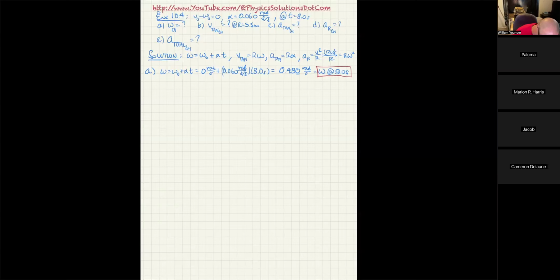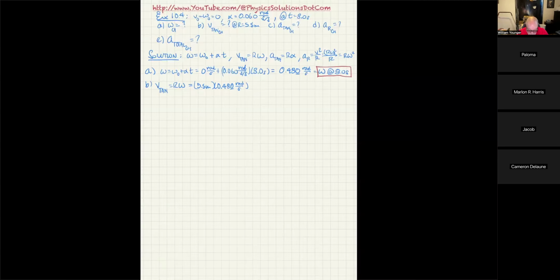So now for part B, we want to know V tangent. V tangent, oops, left off a critical letter here. V tangent is equal to r omega. And of course, that omega, like I said, is not just the carousel, it's for every part, including the boy. So in this case, we're going to say the distance that the boy is away is the r, and that is 5.5 meters. And we're going to multiply that by the angular velocity, which we just discovered was 0.480 radians per second.